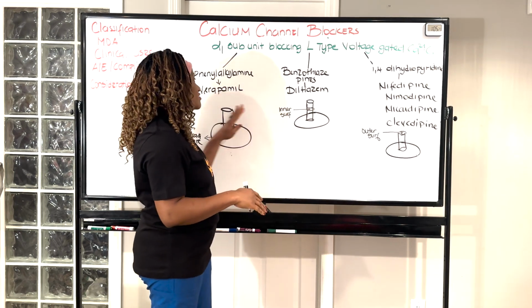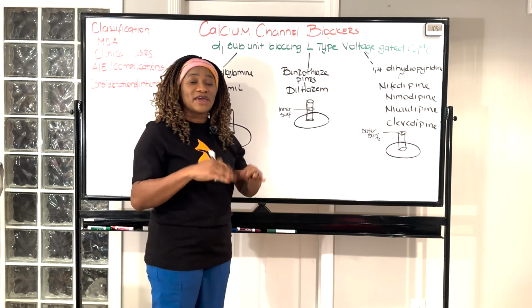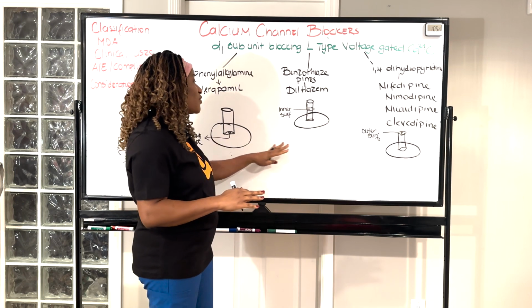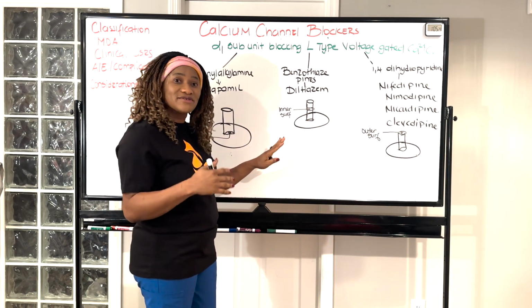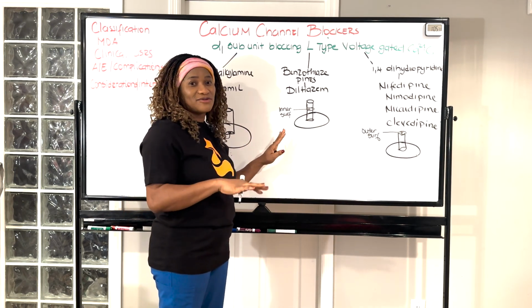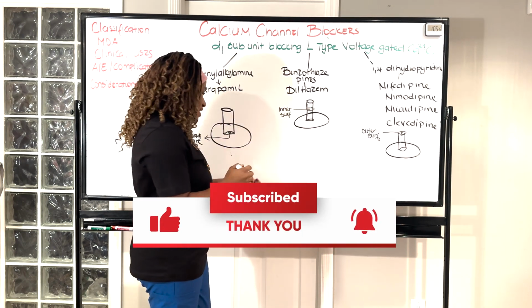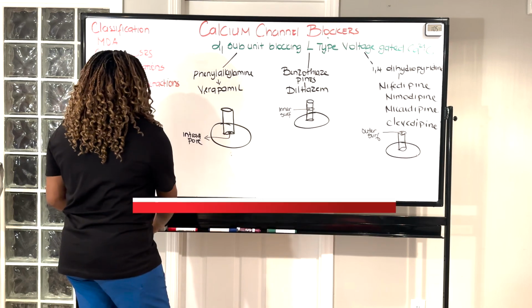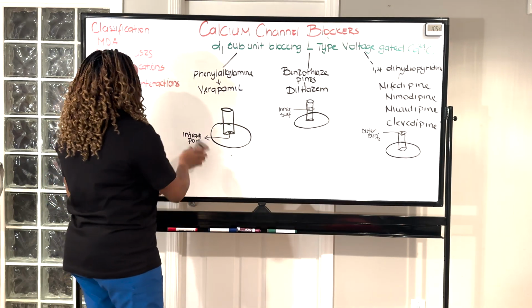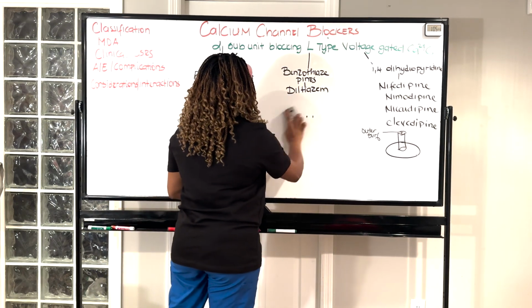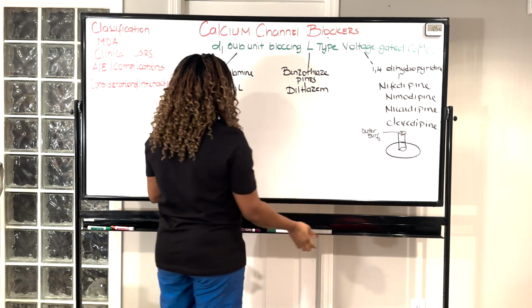Because these non-dihydropyridines work better when the calcium channel is open all the time, they're going to work better with higher heart rates versus heart rates that are a little bit lower. And this is the property that they have. Now, verapamil and diltiazem also have other properties that the non-dihydropyridines don't have.